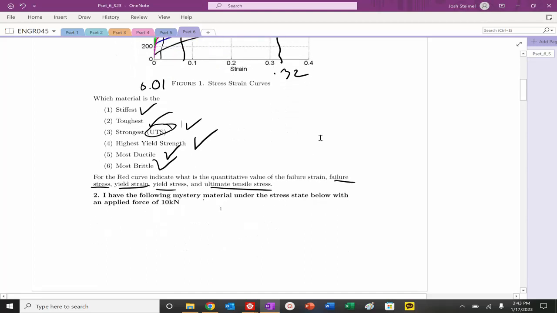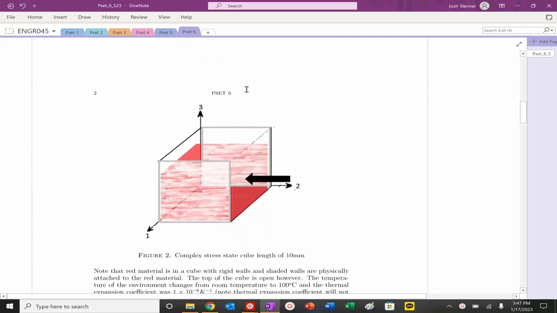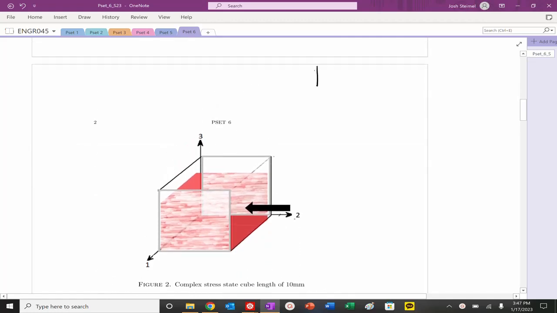All right, let's move on to number 2. We have a mystery material here under this stress state. If it's a mystery material, then we don't know our Young's modulus. We don't know our Poisson's ratio either. So those are two unknowns. We have our coordinate system here.